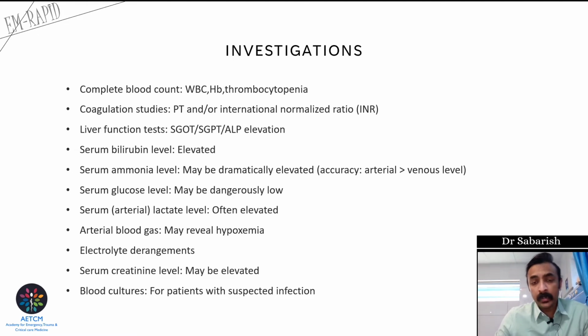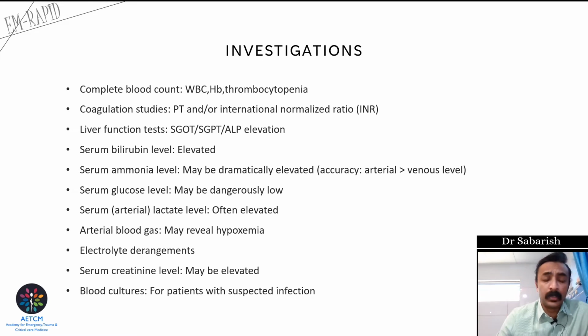But in later phases, a decrease in SGOT and SGPT cannot be attributed to an improvement, but rather a significant worsening of liver failure. Serum bilirubin can be elevated. Ammonia, yes, as you all know, it can be dramatically elevated, but there is not always a direct one-to-one correlation between hepatic encephalopathy and ammonia, and arterial ammonia is considered to be more accurate than venous ammonia.